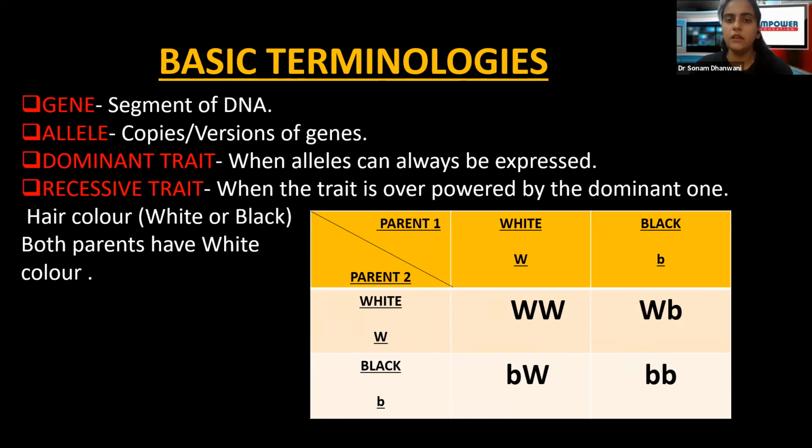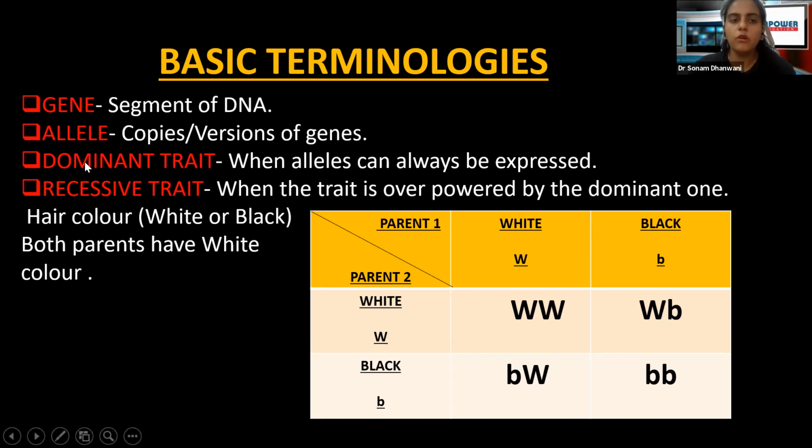Now, what is a gene? We've seen a gene is basically a segment of DNA. Allele. What is an allele? An allele is a copy or version of a gene. The information copy is known as an allele. Meaning copies of genes are known as different alleles.